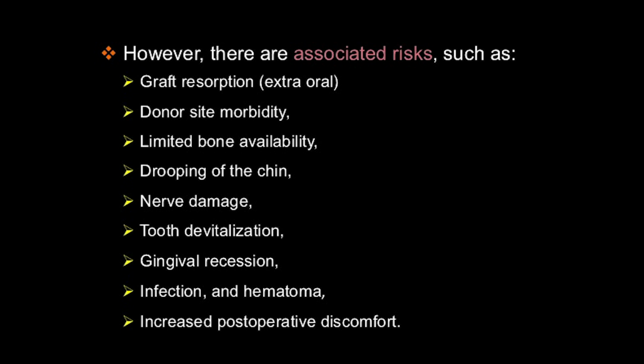Donor site morbidity, limited bone availability. Sometimes if you want to graft the whole mandible or the maxilla, you don't have enough bone grafting material. Dropping of the chin if you take a symphysial bone graft. Some patients complain of the dropping of the chin because you are dissecting some of the muscles in this area, particularly if you do it beyond the genial tubercle. So if you cut the tissue beyond the genial tubercle, the patient might have dropping of the chin.